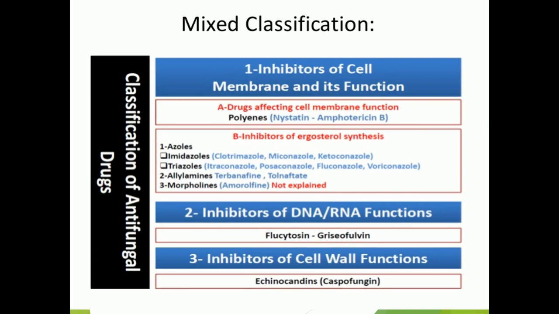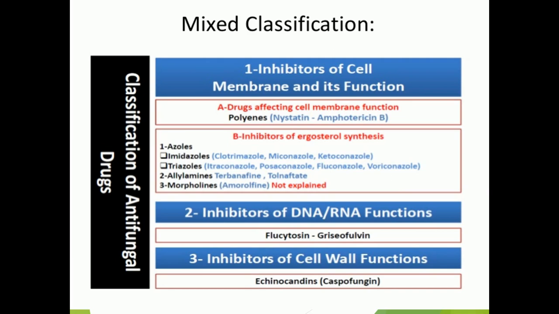This is the mixed classification. You can see here the first one is inhibitors of cell membrane and its functions. For example, drugs that affect cell membrane function like polyenes, nystatin and amphotericin B. The second is inhibitors of ergosterol synthesis, the first of which is the azoles. Imidazoles include clotrimazole, miconazole and ketoconazole, while the triazoles include itraconazole, posaconazole, fluconazole and voriconazole.